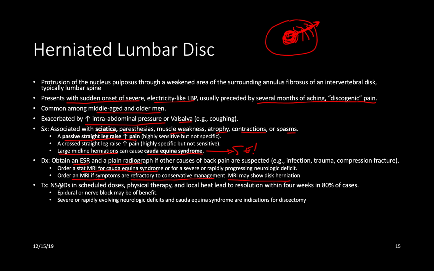So our treatment here, NSAIDs on scheduled doses to help with the pain, physical therapy, local heat will actually lead to resolution within a month in most cases, 80%. That's pretty good. So just making sure that this patient's getting a lot of physical therapy, not putting increased stress on their lower back and increasing that protrusion. That's really the important thing here. Okay. Epidural or nerve block may be beneficial. And obviously, if we have those rapidly evolving neurologic deficits, we need to do a discectomy, remove that disc, and typically they'll take the disc out and they'll fill that space with some sort of cement.